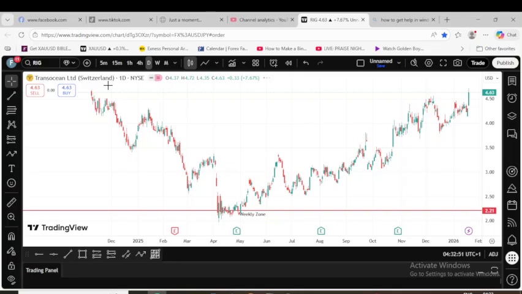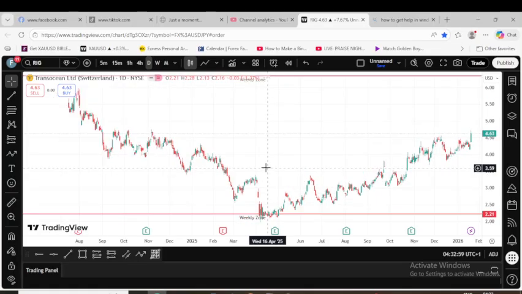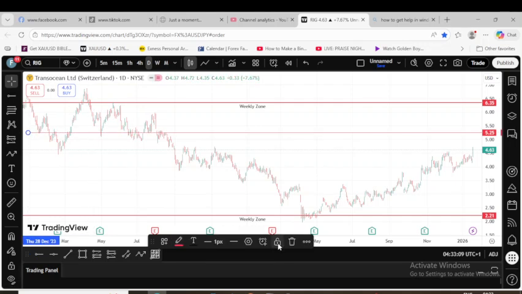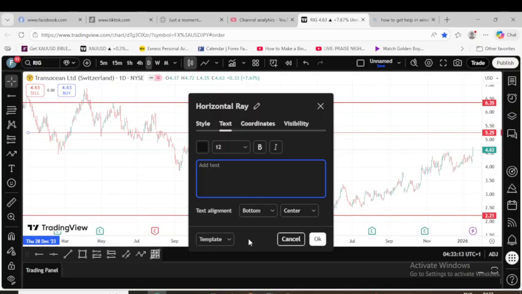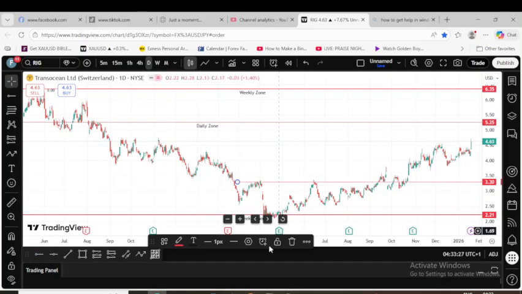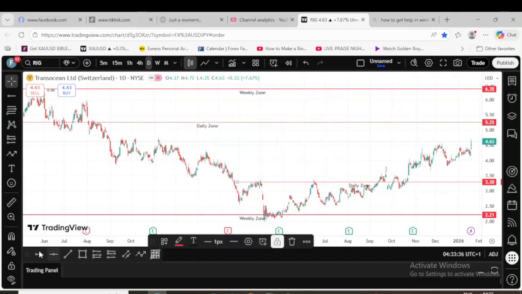As we did before, the first thing we want to do is to identify our zones and then trend lines if possible. So right here we have a daily zone. This is our daily zone. We have another daily zone here. We have another daily zone here.